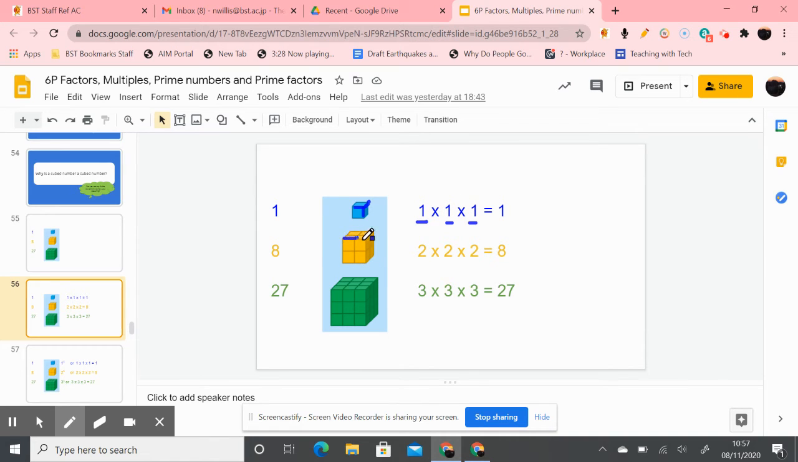Likewise here, 2 wide, 2 long, 2 deep. That means we have 3 2s, because 2, 2, 2, and we multiply them all together. And likewise here, 3 wide, 3 long, 3 deep, and again, we multiply them together because there's 3 threes, 3, 3, 3. And we get our cube numbers 1, 8, and 27, because 1 times 1 times 1 is 1, 2 times 2 times 2 is 8, 3 times 3 times 3 is 27. Now, what does this look like?